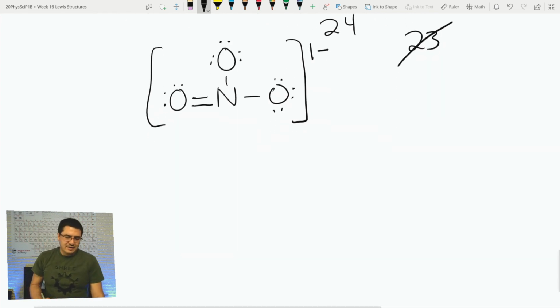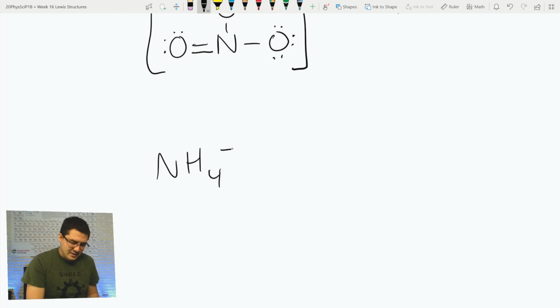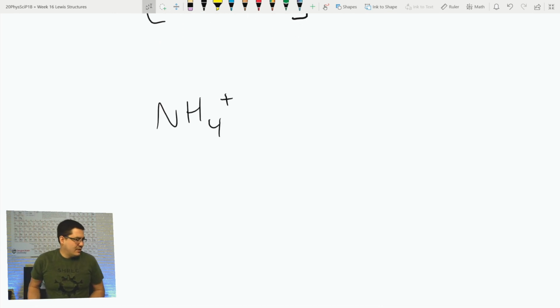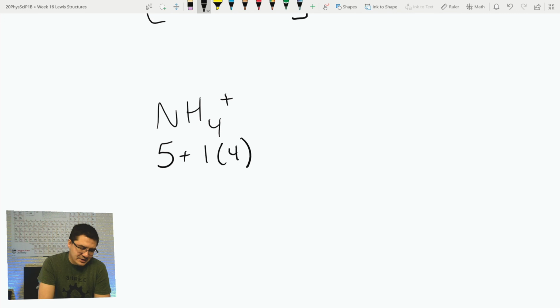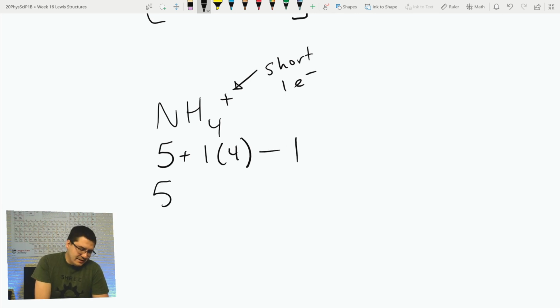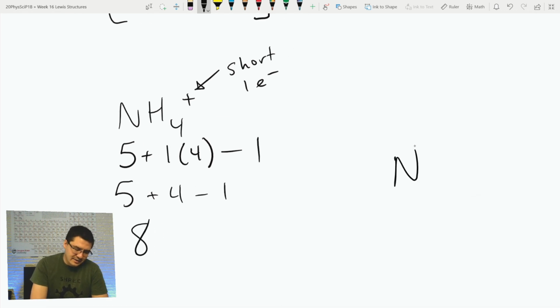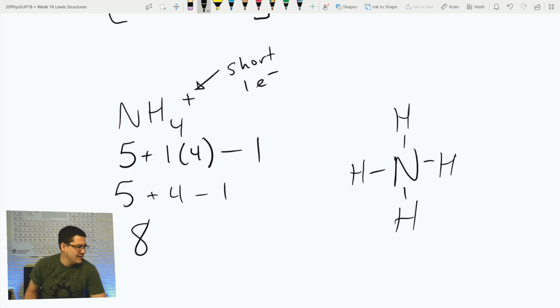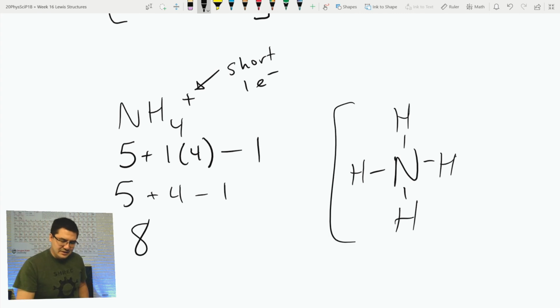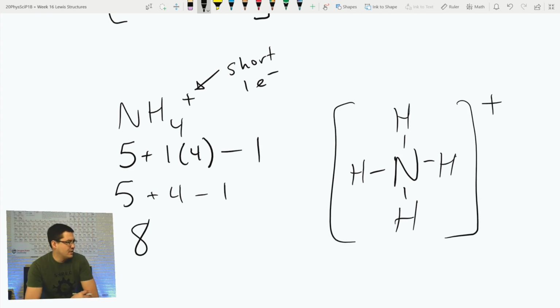If I can do it quickly, NH4 was the oddball polyatomic ion. This one has a nitrogen and 4 hydrogens, and it is short 1 electron. It lost it, gave it away, so I'm going to subtract 1. So 5 plus 4 minus 1 is 8. This is kind of a cool ion. You can already maybe see it: 2, 4, 6, 8. That's it. It's just nitrogen surrounded by hydrogen, and it has a positive charge. So there's your Lewis structures.